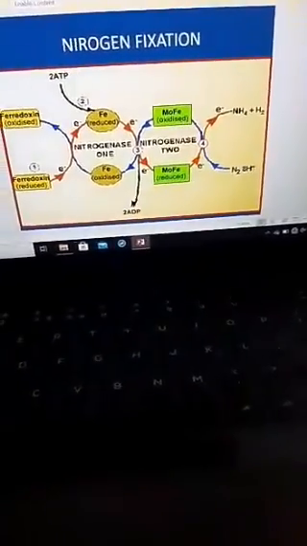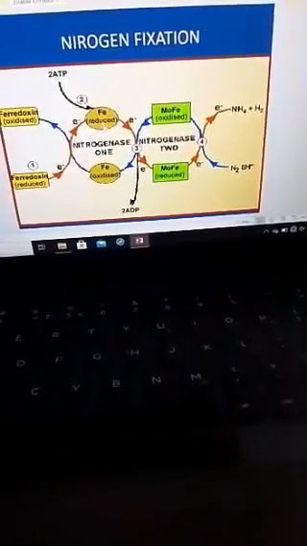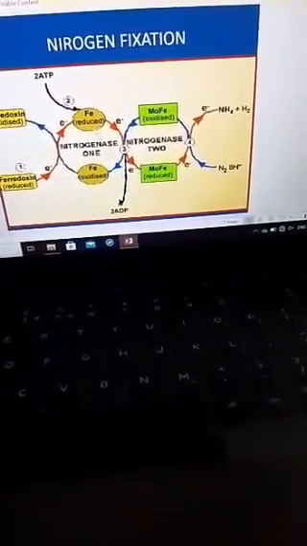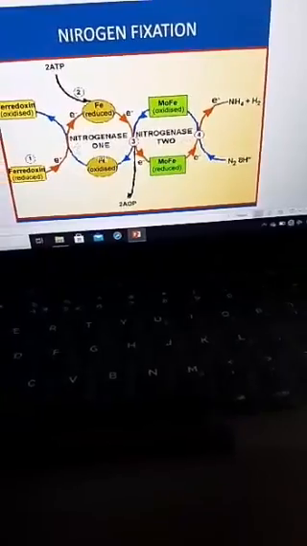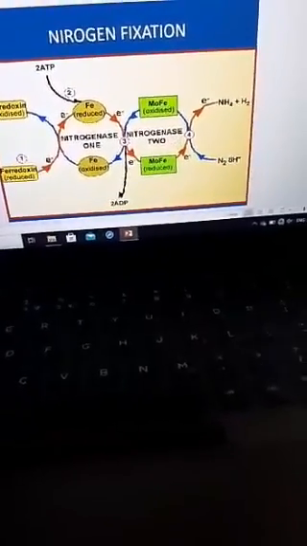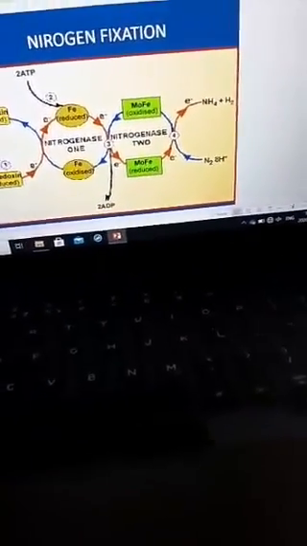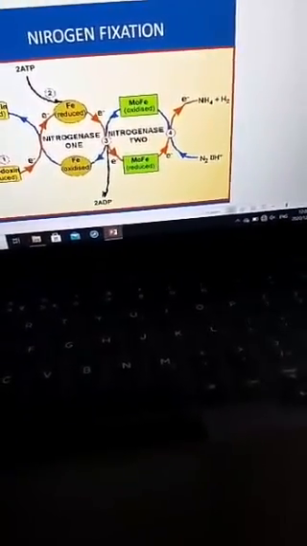The same slide deals with one unit of the enzyme, another unit of the enzyme, nitrogenase 1 and nitrogenase 2. These 2 units form one enzyme here. So it's the same slide as the previous slide. Don't worry much about this slide. Ignore it.